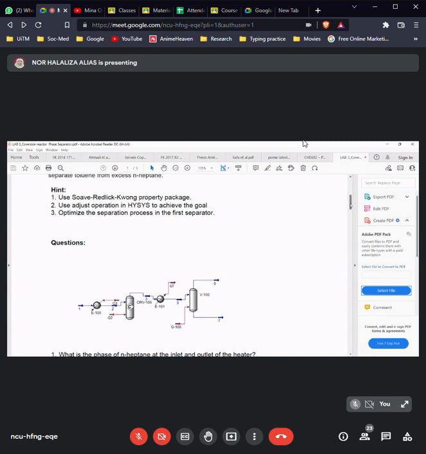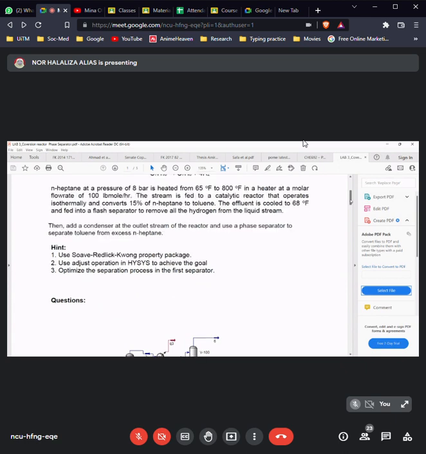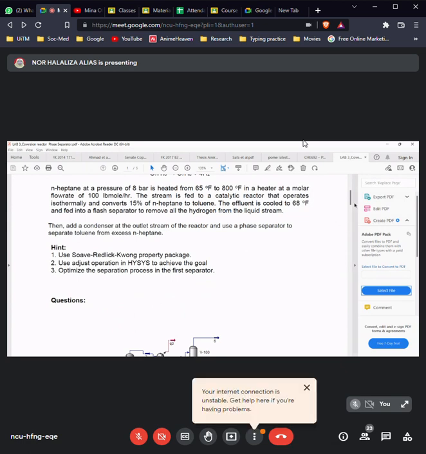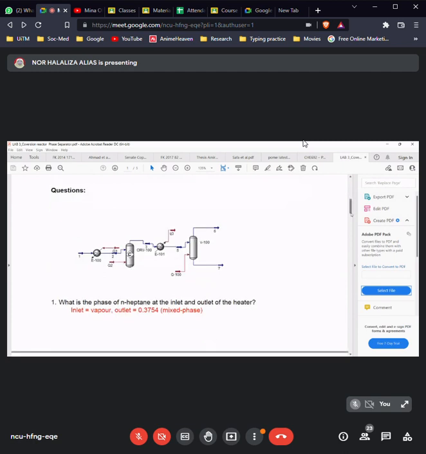Okay, so now what is the question? Next, sorry, ada kat sini. Then add a condenser at the outlet stream of the reactor and use a phase separator to separate toluene from excess N-heptane. Use SRK as a property package. Use adjust operation to achieve the goal and optimize the separation process. Okay, so this is the gambaran lah yang you akan nampak dalam you punya HYSYS.